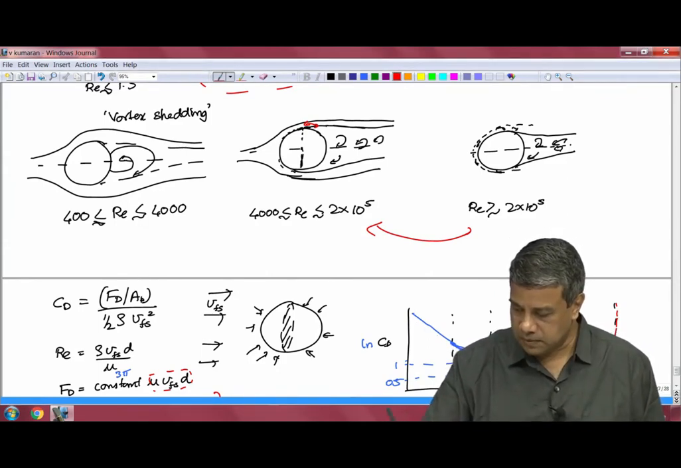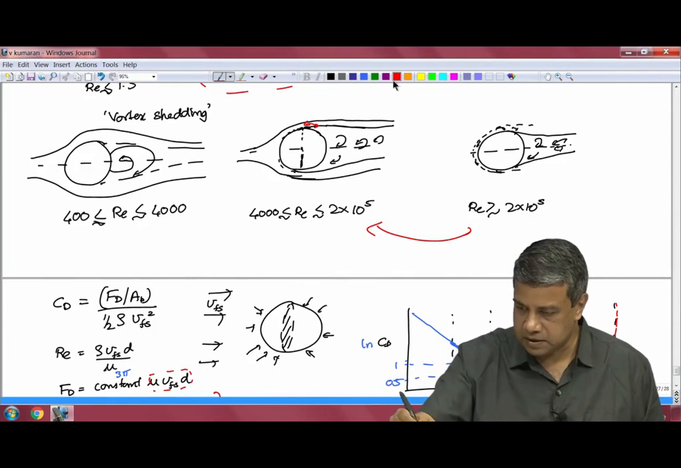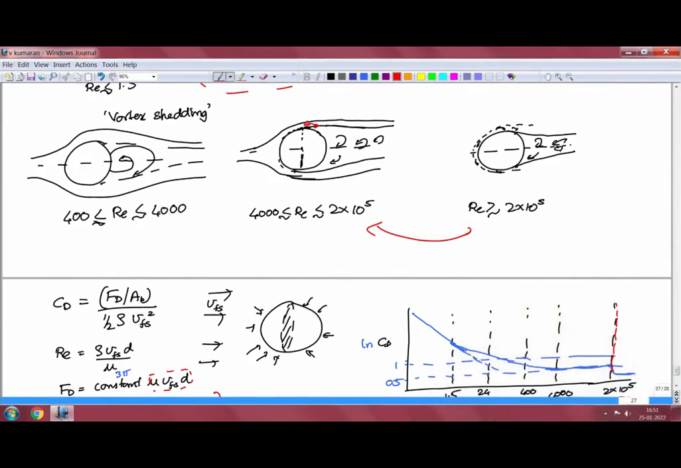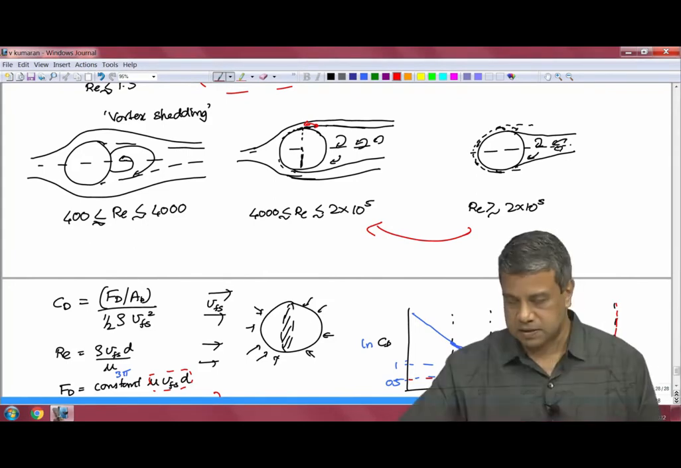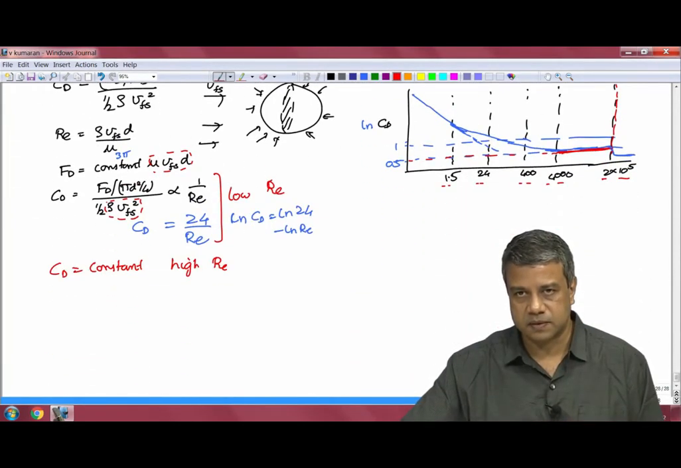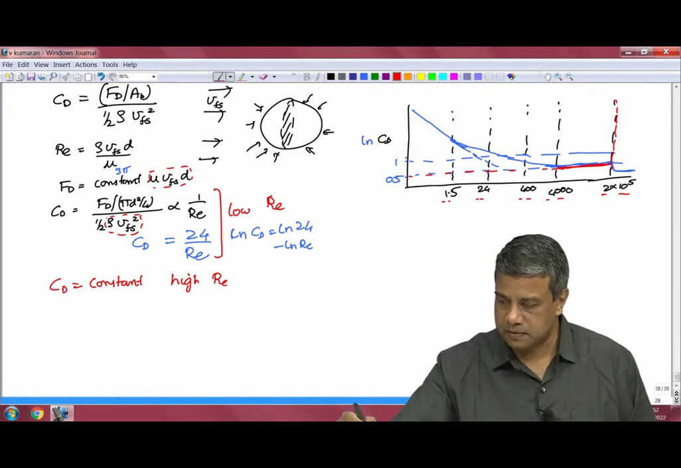It is linear up to about 1.5, and then it starts to depart from that linearity, and it approaches a value of about 0.5 in the range between about 4000 and 2 into 10 power 5. So, in this region it is approximately a constant, as we would expect from dimensional analysis.